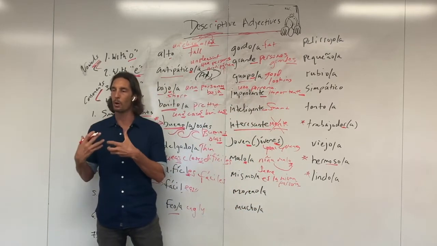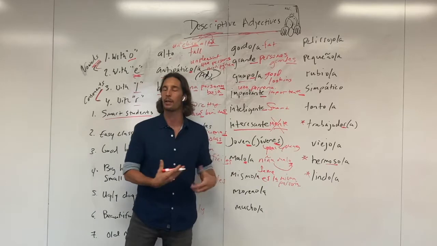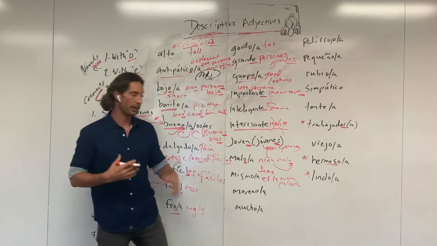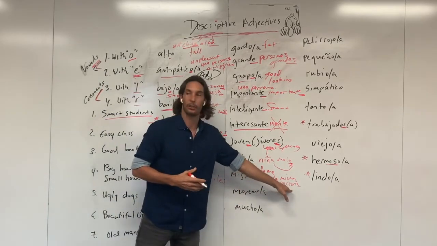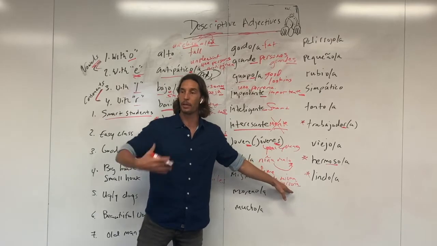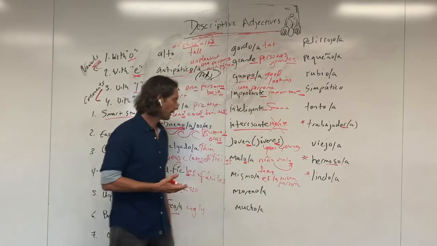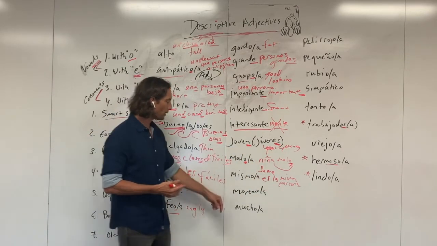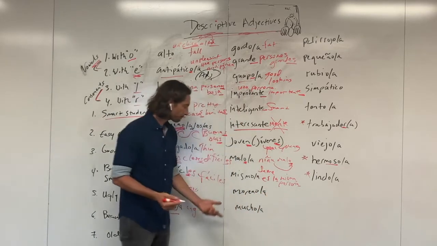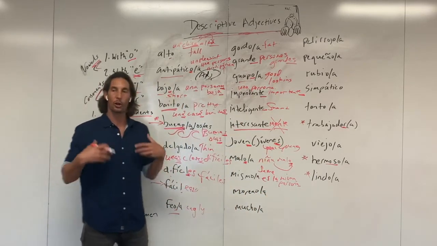So mismo has to agree with persona, right? It all has to agree. And so we have this feminine singular noun, and then we have mismo becoming misma because it has to agree with persona. Moreno, right, can be sort of a dark-haired person.